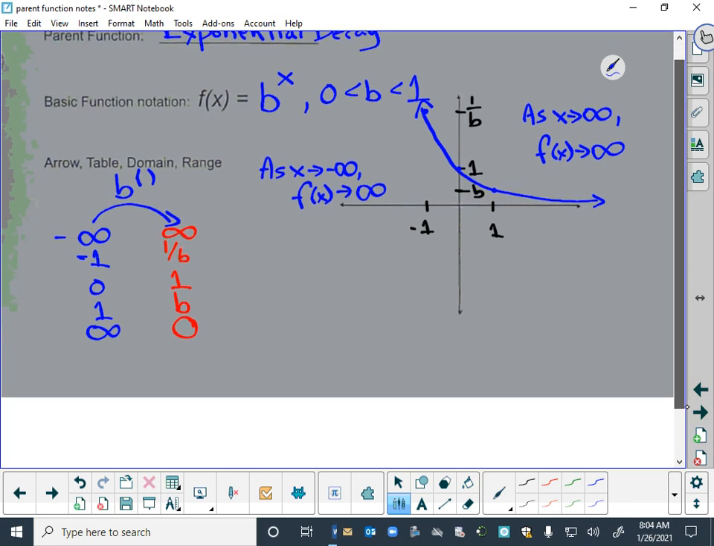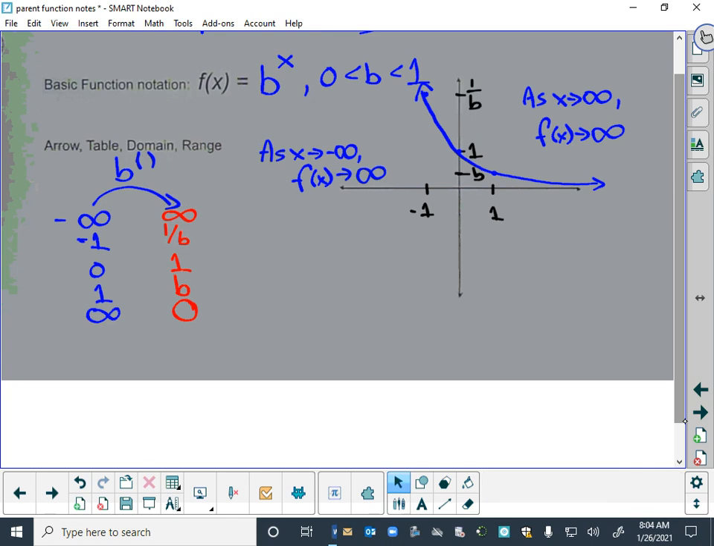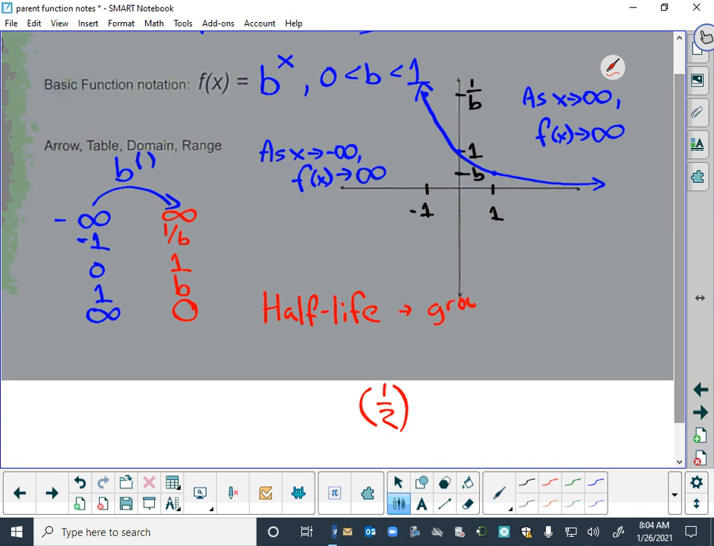I want to throw one particular example in here because we often get this associated with a concept called half-life. Okay. And half-life is where you hear about exponential decay a lot. It's the amount of time that it takes something to decay into half of the amount that you have. Okay. And so that half-life tends to have a base that looks like a 1/2 to a power.